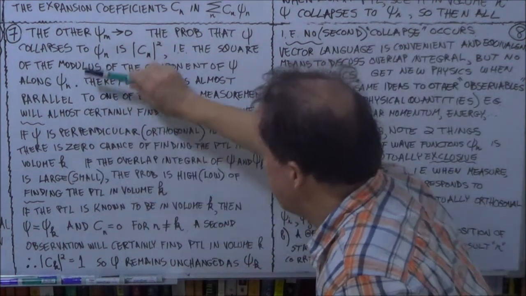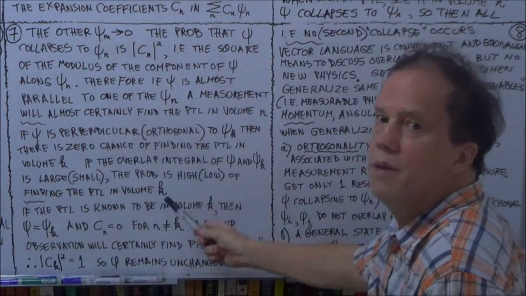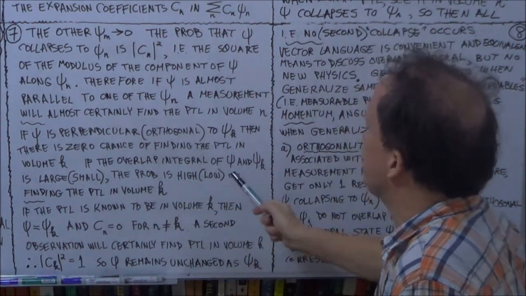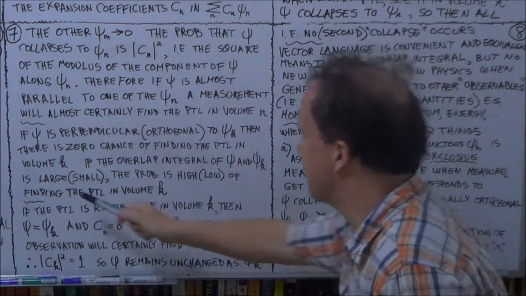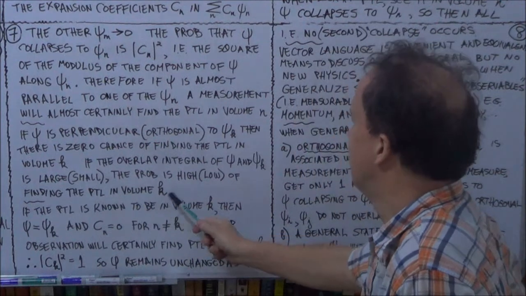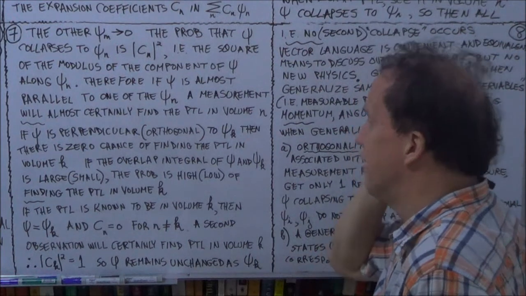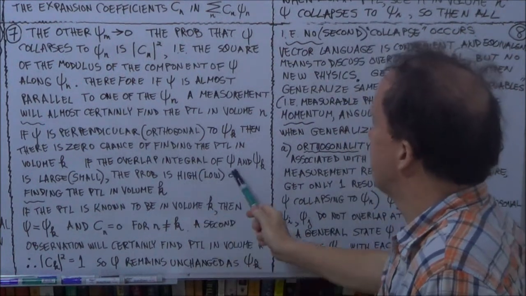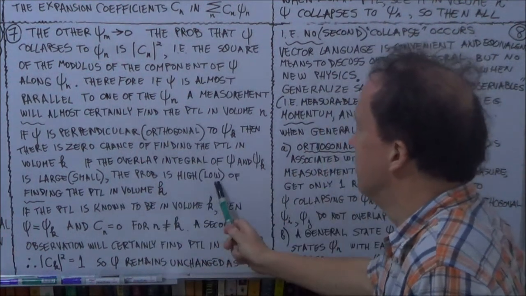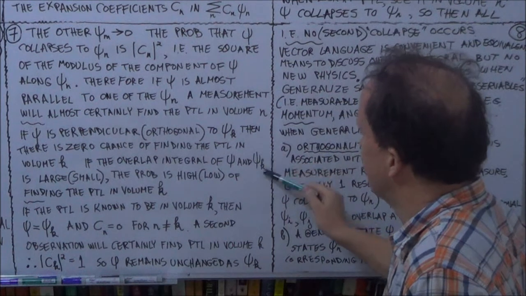Okay, so generalizing these two ideas, high probability, low probability. There are several ways of talking about this. If the overlap integral, the bracket, of two functions, psi and psi k, is large, then the probability is high of finding the particle in the volume corresponding to this wave function. Now, if the overlap integral, or the bracket, of these two functions is small, then the probability is low of finding the particle in that volume corresponding to this wave function.